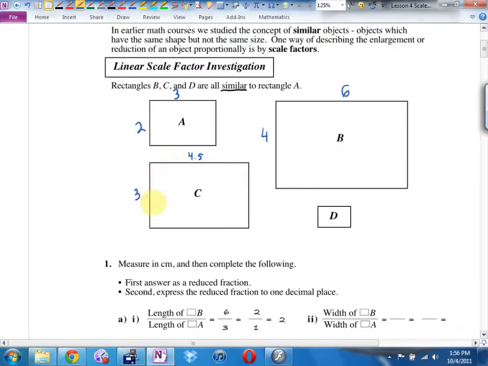What'd you find for this length here, length D? 1.5? How do they turn a 3 into a 1.5? What's the scale factor here? We would say there was a reduction by 50%. So I'm pretty sure this is 1. Yes?